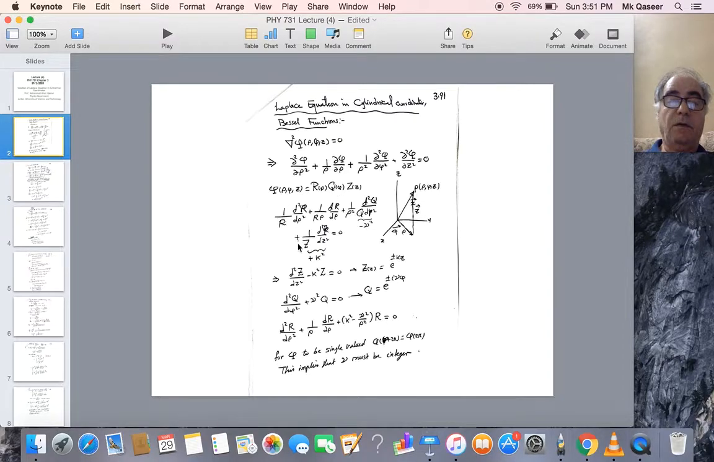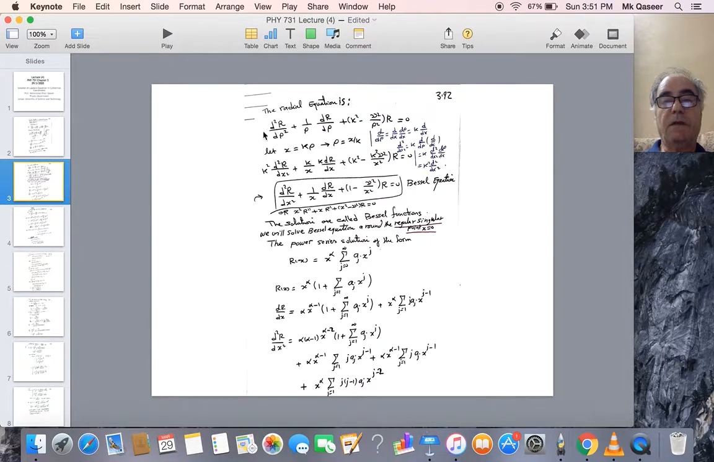So we get three equations now. The first is the Z equation, the second is the Q equation, which is a function of phi, and the third we call the radial equation. The Z equation has exponential solutions, and the Q equation, which depends on phi, has this type of solution. For Q to be single valued, that is Q of phi plus 2 pi equals Q of phi, nu must be an integer in this case.